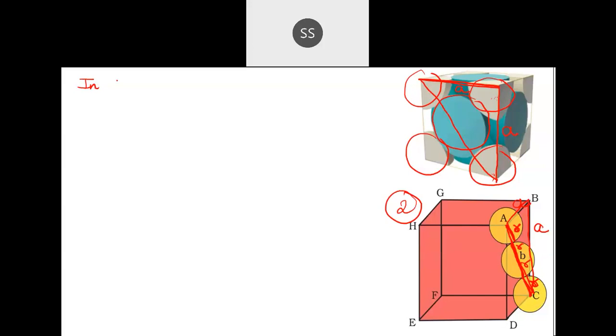So in triangle ABC, what is the Pythagoras theorem saying? The Pythagoras theorem says that the hypotenuse square is equal to the sum of the squares of the sides, correct? Here the hypotenuse is AC. So AC square is equal to the sum of the side squares. Here one side is AB and the other side is BC. So I can write AB square plus BC square.